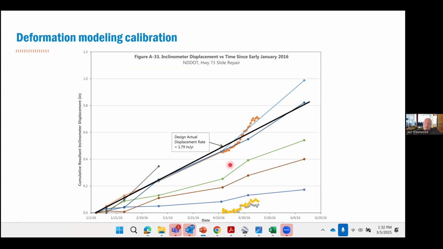The way we did that in FLAC is there are some parameters that you can adjust such that it will adjust the time scale in the model, and you can match this deformation rate. So once you have calibrated pore pressures and a factor of safety of 1.00, this is an actively moving landslide, and the rate is correct, then in FLAC you're ready to install the drilled shafts and see what the resulting factor of safety is, and also the post-stabilization deformation rate.